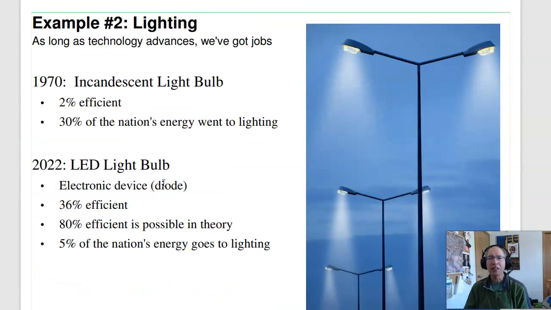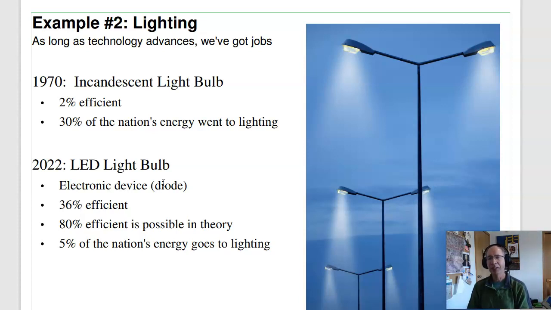A second area where, as long as technology keeps advancing, we got jobs, is lighting. Back in 1970, we were using incandescent light bulbs. An incandescent light bulb is a whopping 2% efficient. There used to be a thing called the Barbie Easy Bake Oven. It's basically a metal box with a 25-watt light bulb in it. With it, you can make cupcakes, brownies, invite your friends over for tea, stuff like that. It's a 98% efficient heater, 2% efficient light bulb.